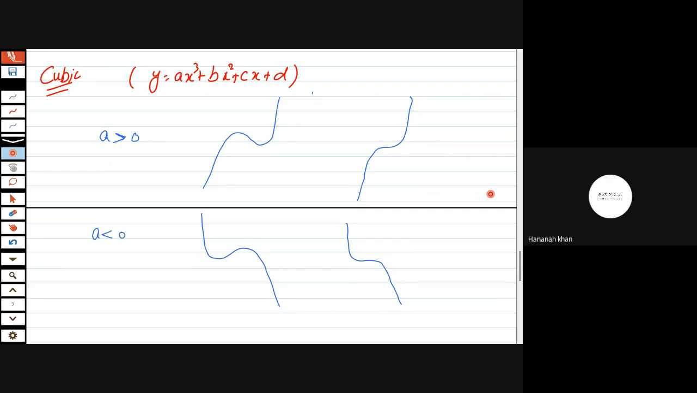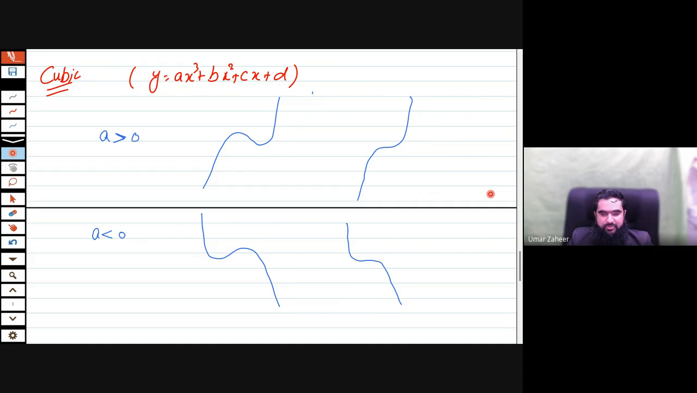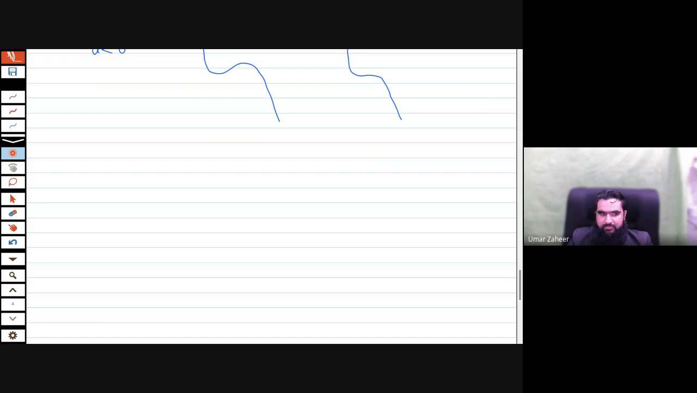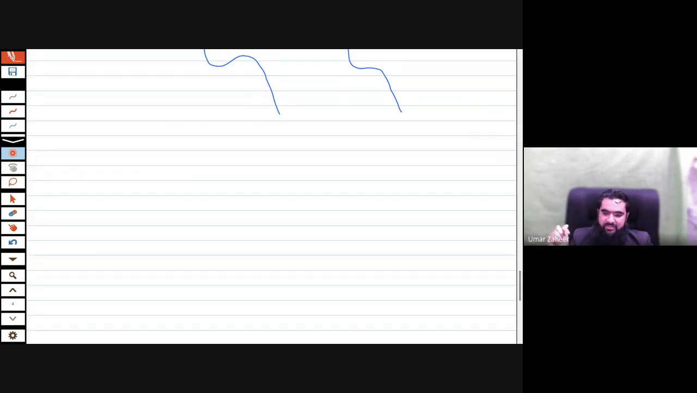Yes, sir. Got it, sir. For x-intercept, you have to put y is equal to 0. For y-intercept, you have to substitute x is equal to 0. Now, the next type of graph that we have is a reciprocal graph.